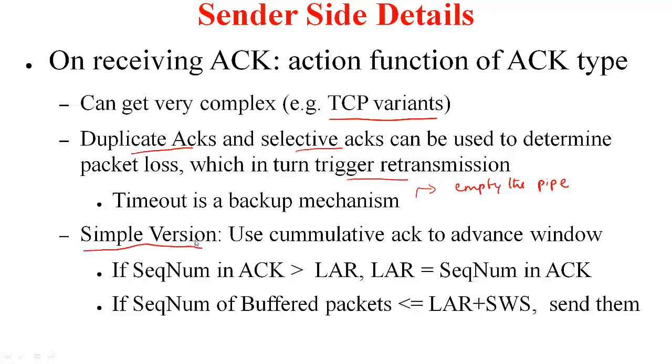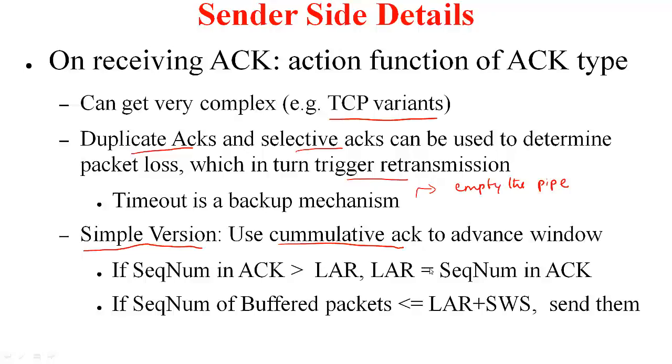In other words, whether you receive dupacks or selective ACKs, you use the cumulative ACK field only to advance the window. The way this works is if the sequence number in the ACK is greater than LAR, you set LAR equal to the sequence number in the ACK. Remember, LAR stands for last acknowledgement received. So you're going to move the left side of the window based on the cumulative ACK.